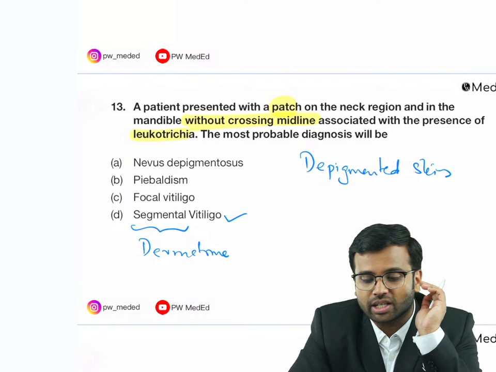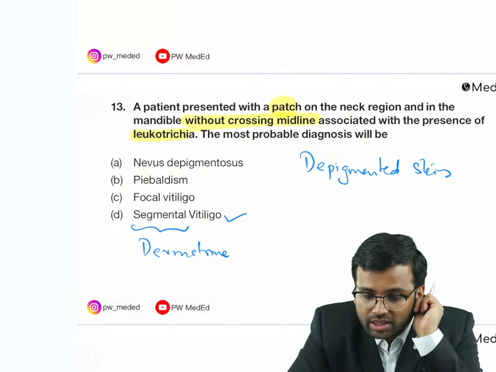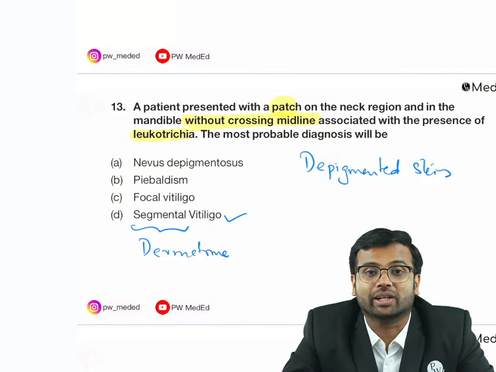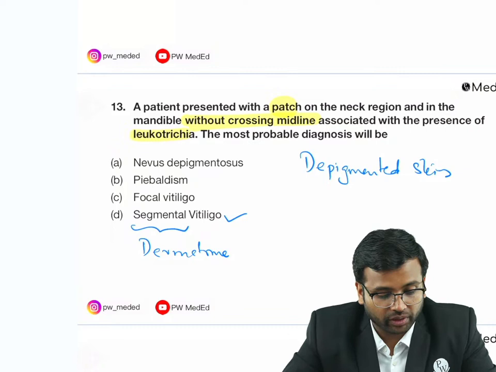So now among this, yes, if the patient would be having a whitish forelock with vitiligo like patches, then this means that that can be an autosomal dominant condition called as piebaldism. Yes, very good, Bhargavi. So that is also possible. Now among all these options here, the right answer is segmental vitiligo.